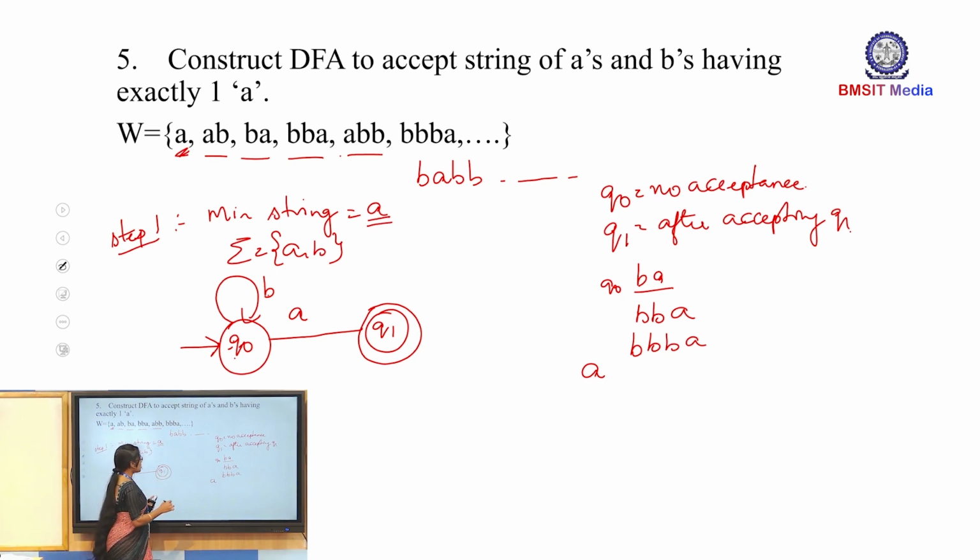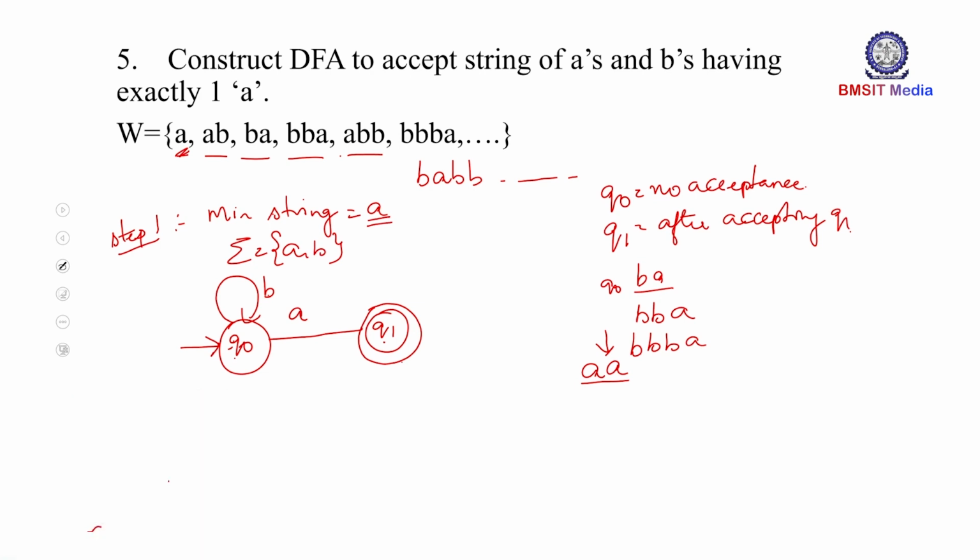Now let me think. Suppose I've reached Q1. So after seeing an A, I've reached Q1. What happens if I see another A? In this case you can see that there are 2 A's, but the question clearly says it should have exactly 1 A. So if there is a situation where it accepts more than 1 A, then ensure that this is put into the trap state or the error state.